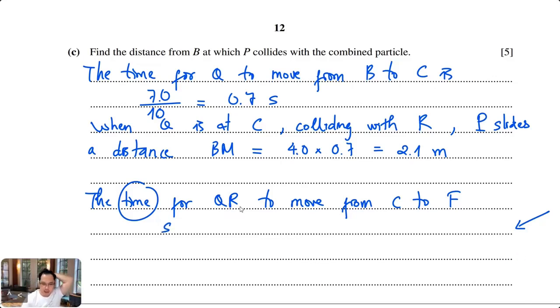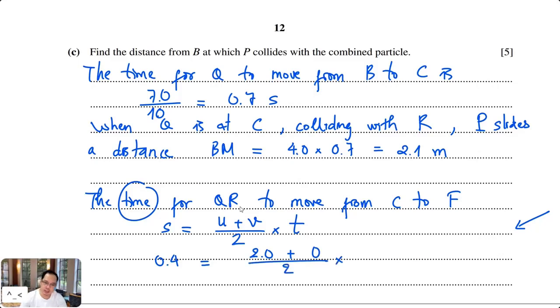which is the distance s that it moves equals the initial speed plus the final speed divided by 2, multiplied with the time. This half (u plus v) is the average speed. The distance CF is 0.4 meter. u is 2, which we calculated in part B, and v, the final velocity, is 0. Divide by 2 and then multiply with the time. So we can find this time. So here, 0.4 equals 2 over 2 times t, so the time is 0.4 second.